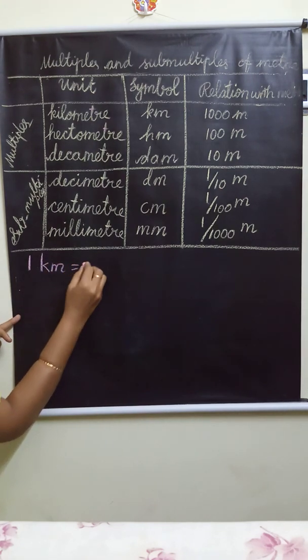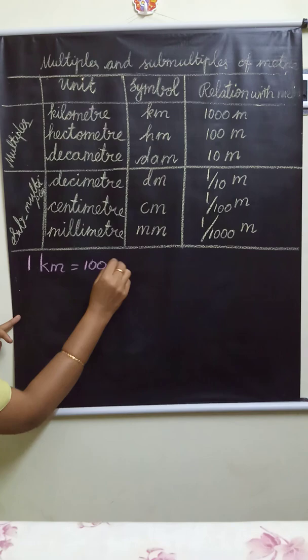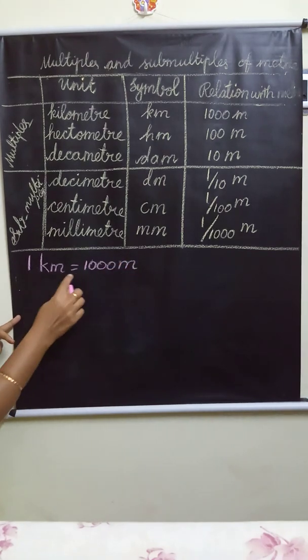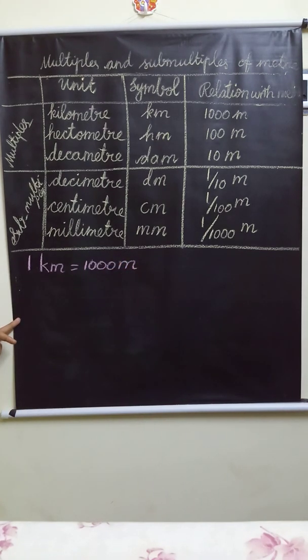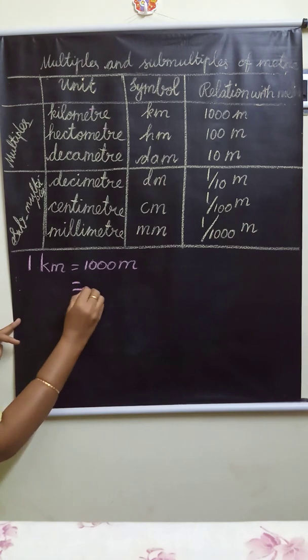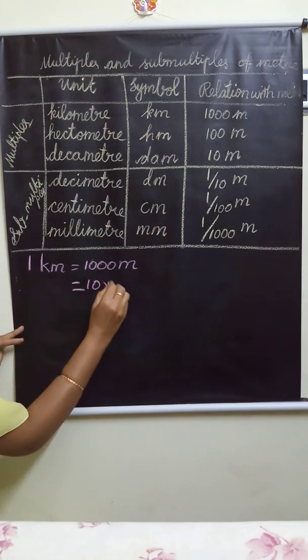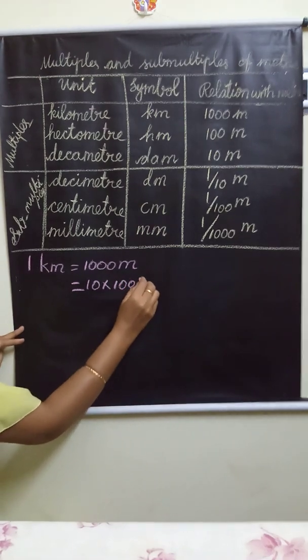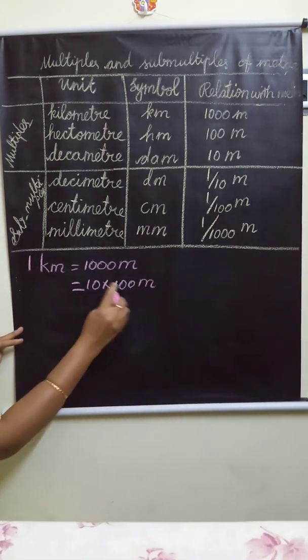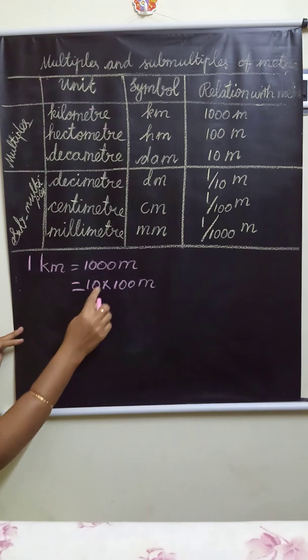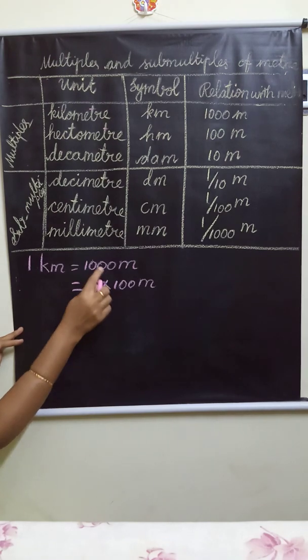1 kilometer equal to 1000 meter. Then how do we separate this 1000 meter? 10 into 100 meter. See, 10 into 100 is equal to 1000. Is it? 10 into 100 equal to 1000.